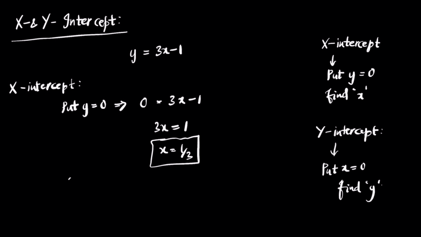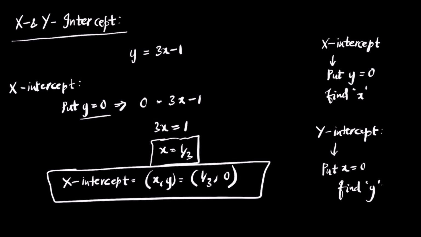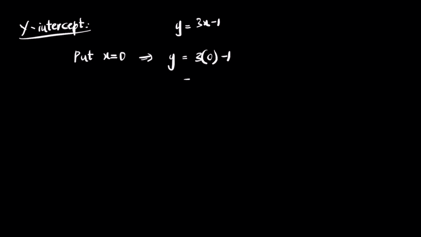So the x-intercept, we write as an ordered pair x comma y. So x here is 1 by 3 comma y, which we put as 0. So this is the x-intercept. Next, we want to find the y-intercept. We know the method is to put x equal to 0. The equation is y equal to 3x minus 1. When you put x equal to 0, y becomes 3 times 0 minus 1, that is 0 minus 1, which is minus 1. So y equal to minus 1.